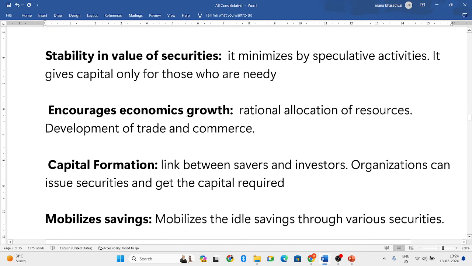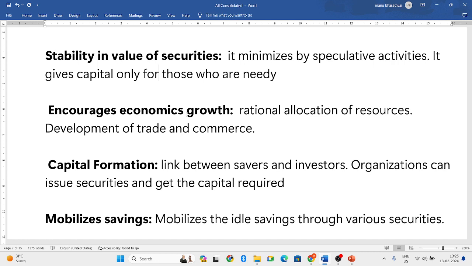Encourages economic growth. The financial resources of the organization are rationally allocated throughout the country. This will even help in the development of trade and commerce, because it will give funds to the organizations which need capital. Even the savers who have excess money and are ready to save, their savings are not kept idle. The savings are mobilized, so it encourages economic growth. It will even increase the GDP of the nation.